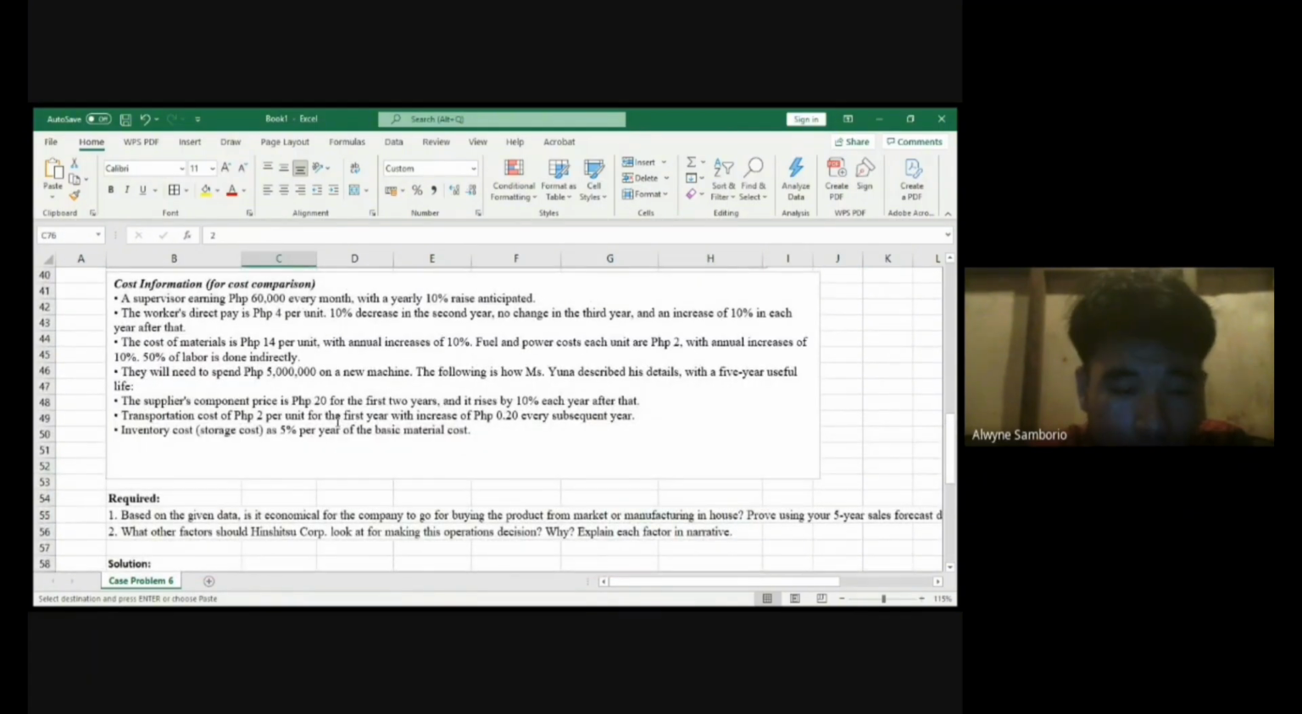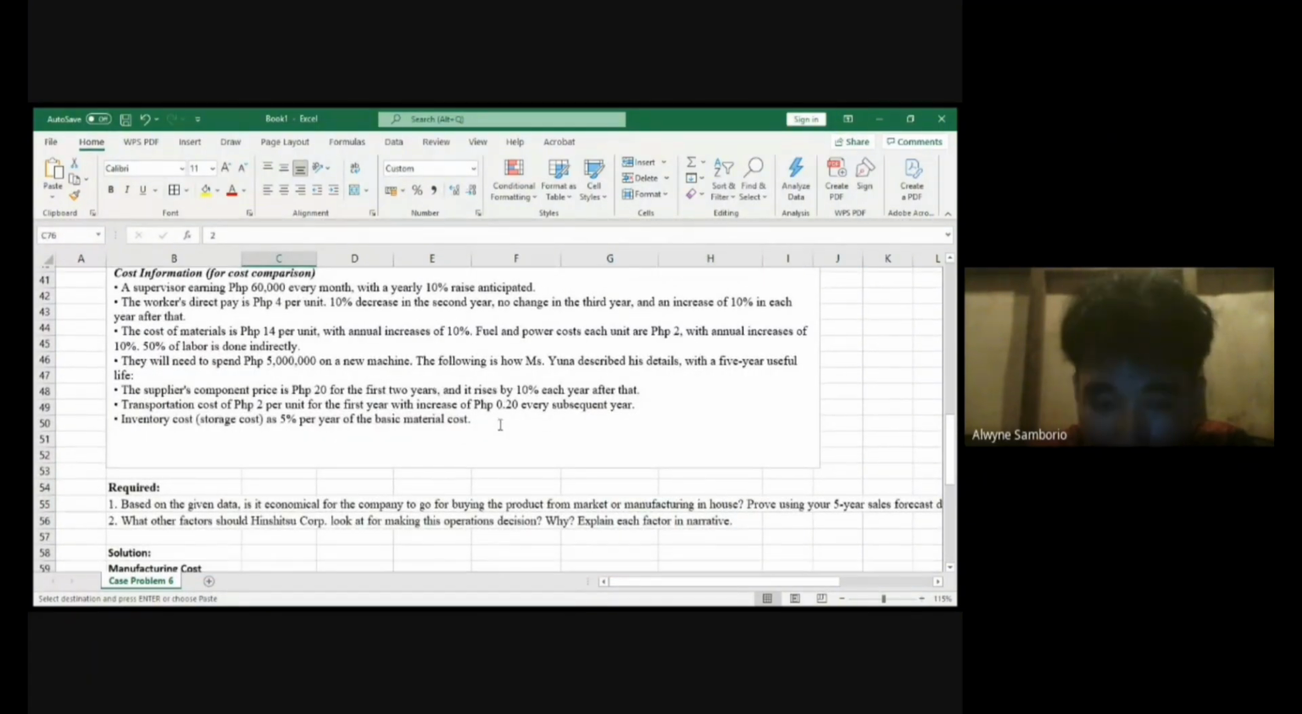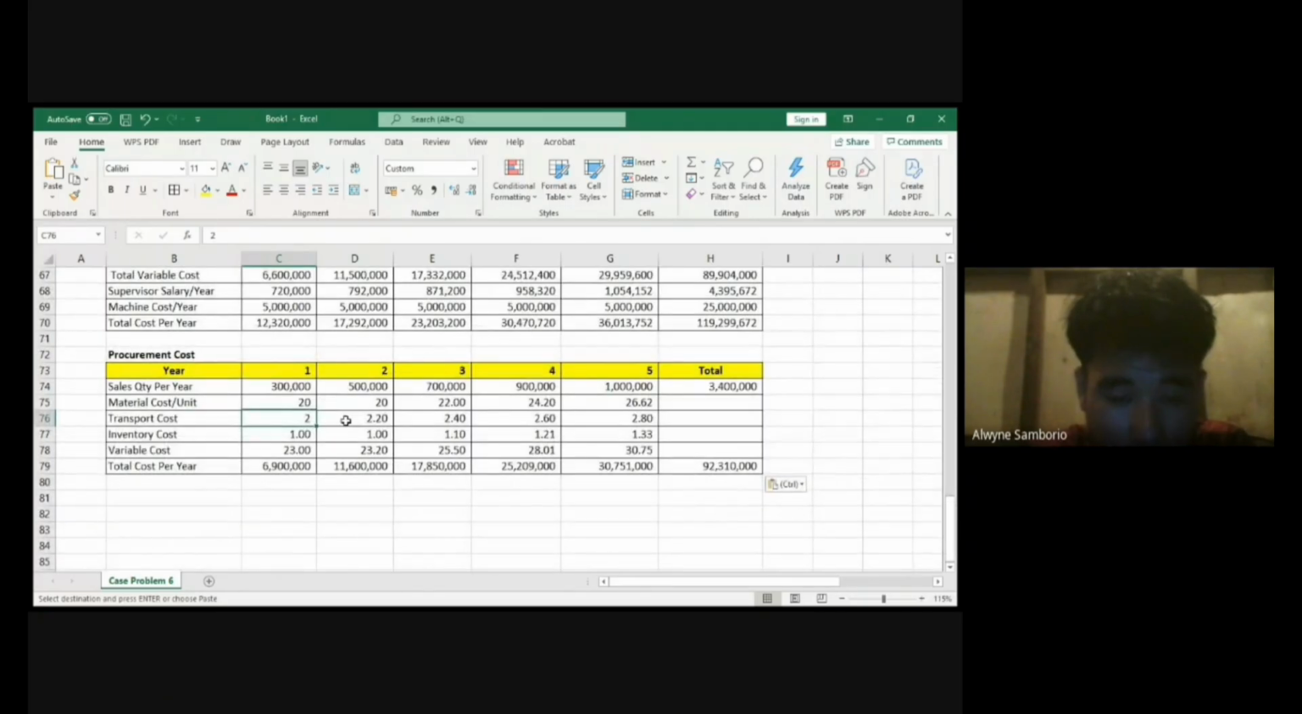So for the transportation cost of 2 pesos per unit for the first year, with an increase of 0.2 every subsequent year. So 2 for the first year, and for the second year, 2 plus 0.2 becomes 2.2. For the third year, 2.4, 2.6 for the fourth year, and then 2.8 for the fifth year.